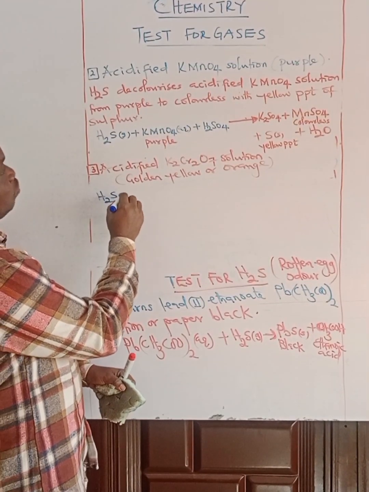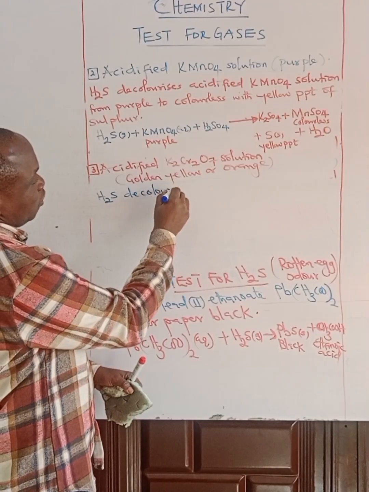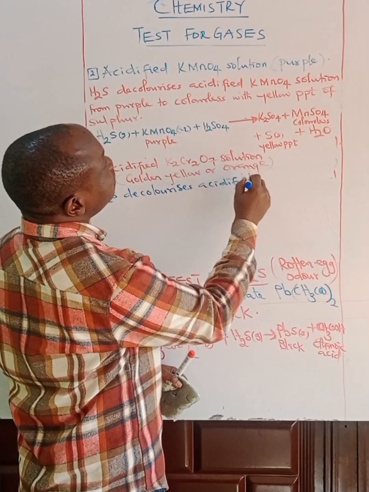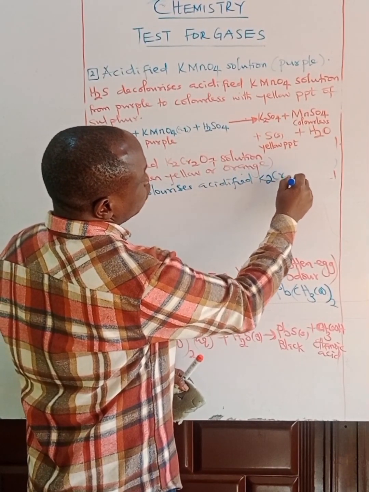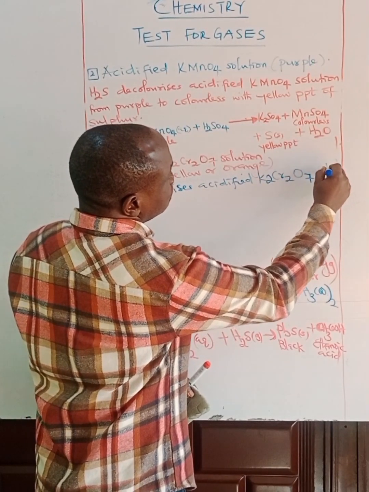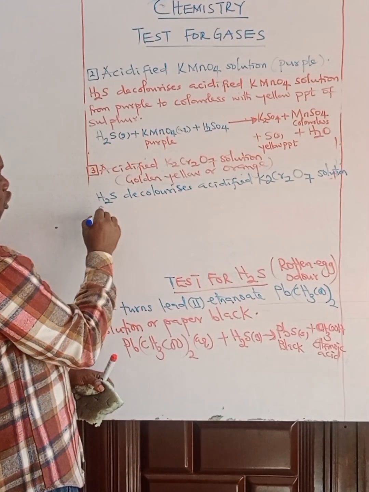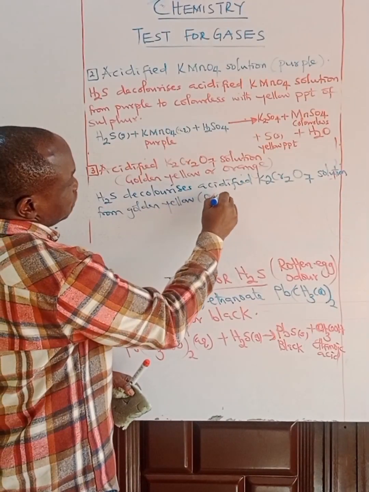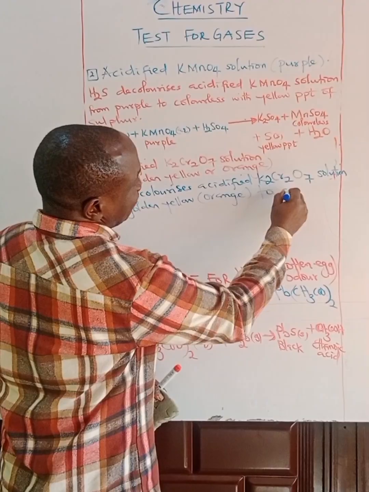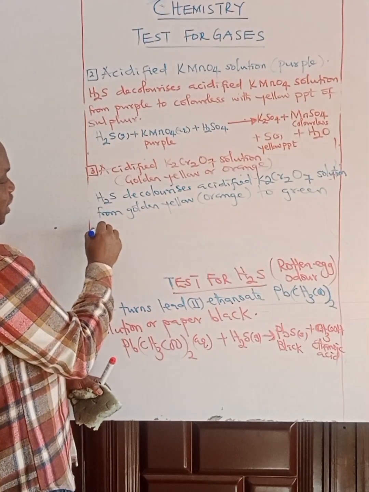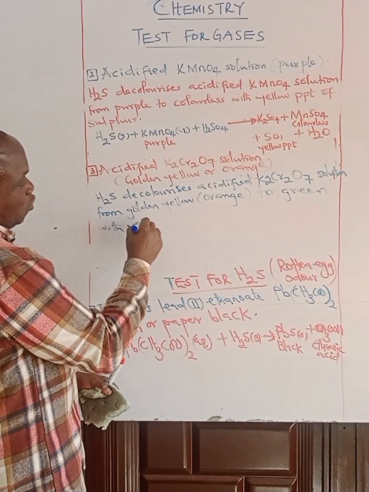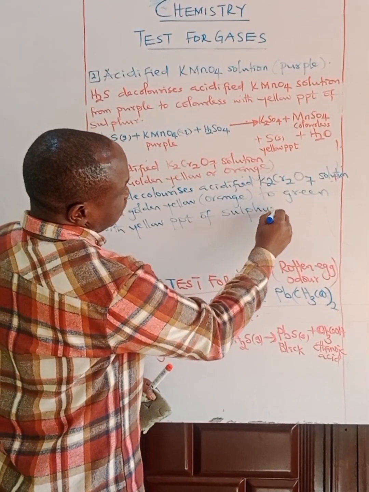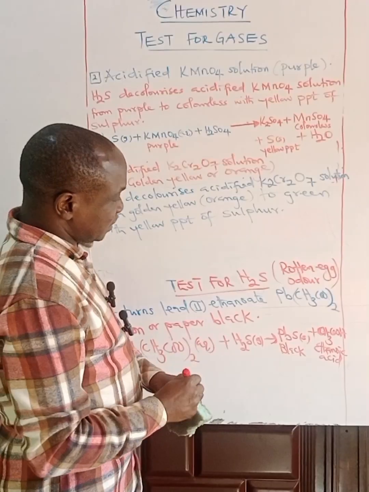Hydrogen sulfide decolorizes acidified K2Cr2O7 solution from golden yellow or orange to green, with a yellow precipitate of sulfur. That's another fine test.